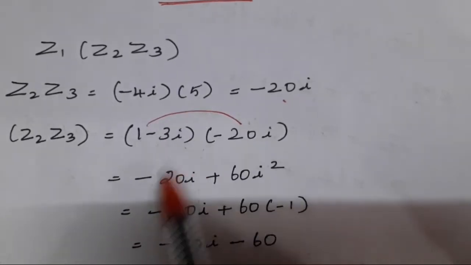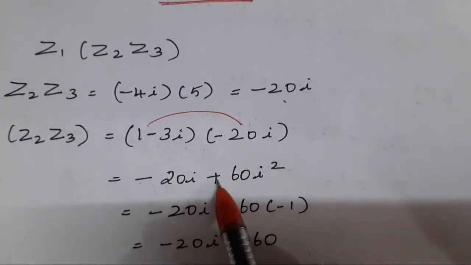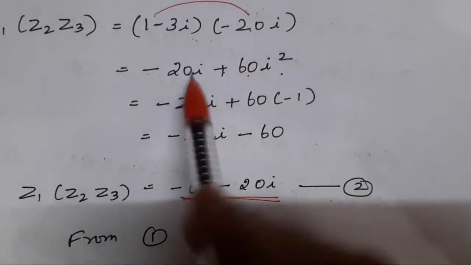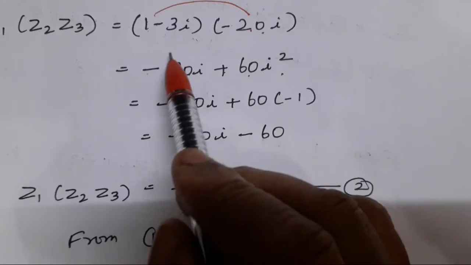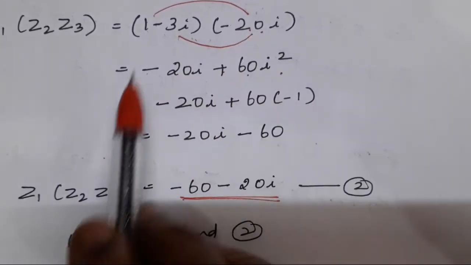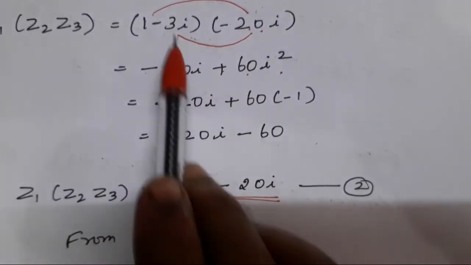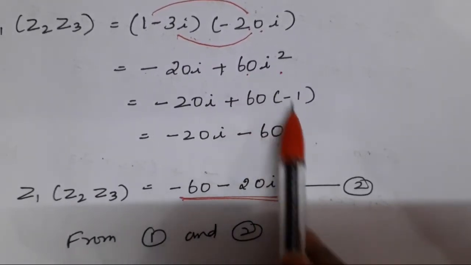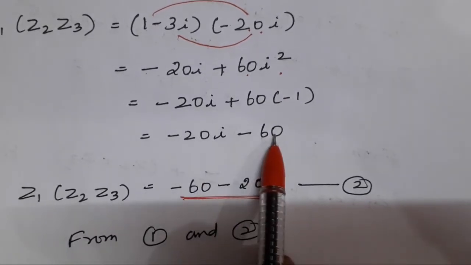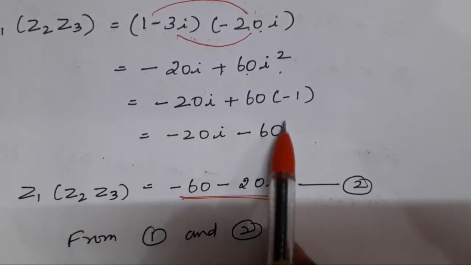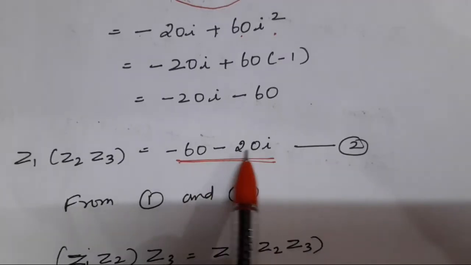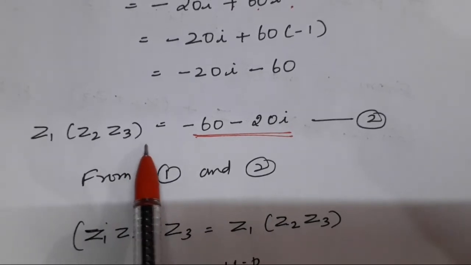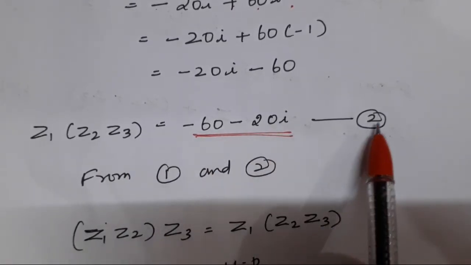1 into minus 20i is minus 20i. Minus into minus, plus 3 twenties are 60. i into i is i square. Minus 20i plus 60 i square. i square is minus 1. So minus 20i minus 60. Always write in the standard form. First you write the real part: minus 60 minus 20i. Therefore Z1 into (Z2 into Z3) equals minus 60 minus 20i. This is equation 2.